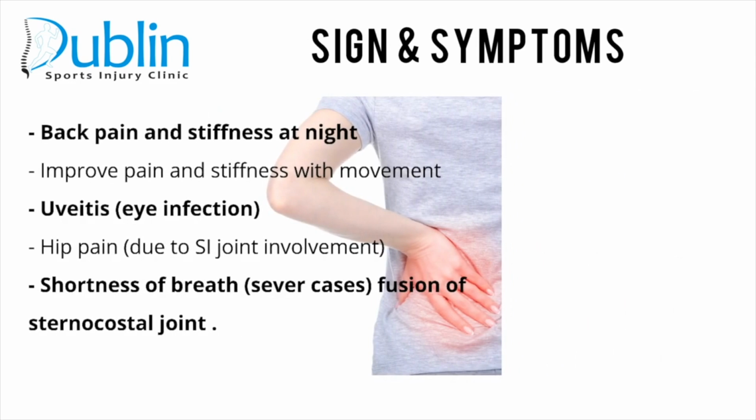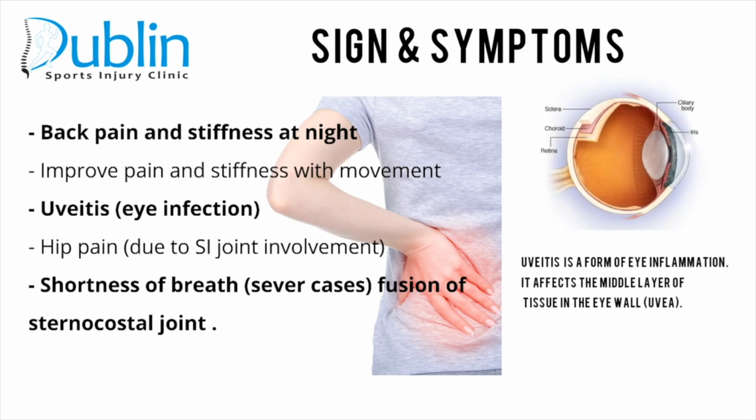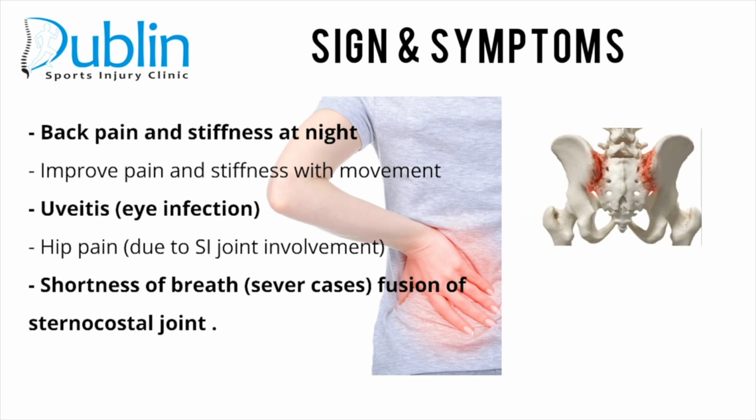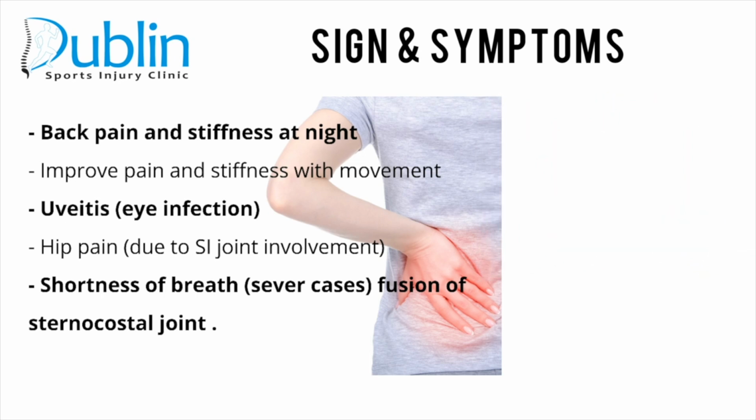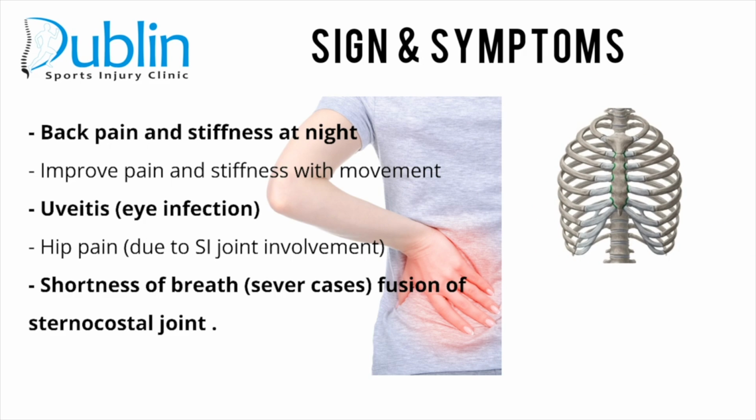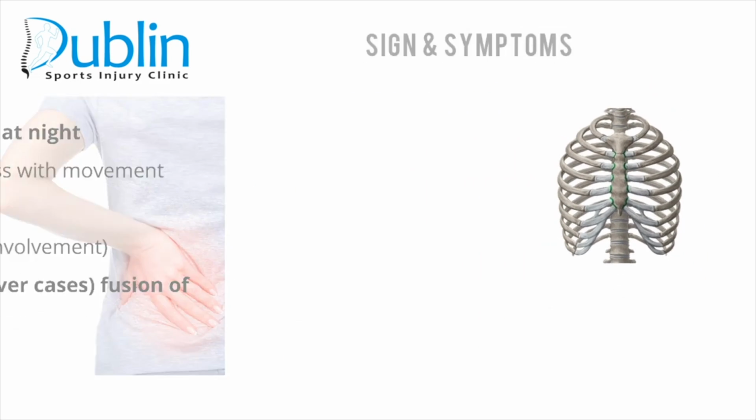The signs and symptoms of ankylosing spondylitis are back pain and stiffness, specifically at night during rest. This pain and stiffness improves with movement and exercise. Uveitis or eye inflammation is another sign of ankylosing spondylitis. Also hip pain due to the SI joint involvement, and shortness of breath, which in severe cases is due to fusion of the sternocostal joint.